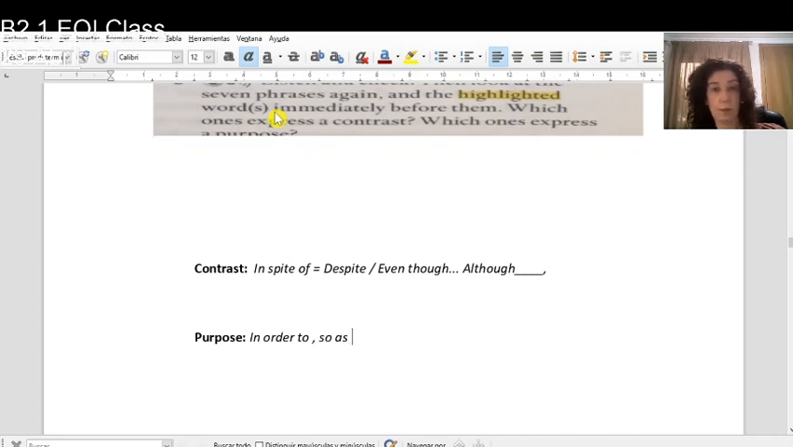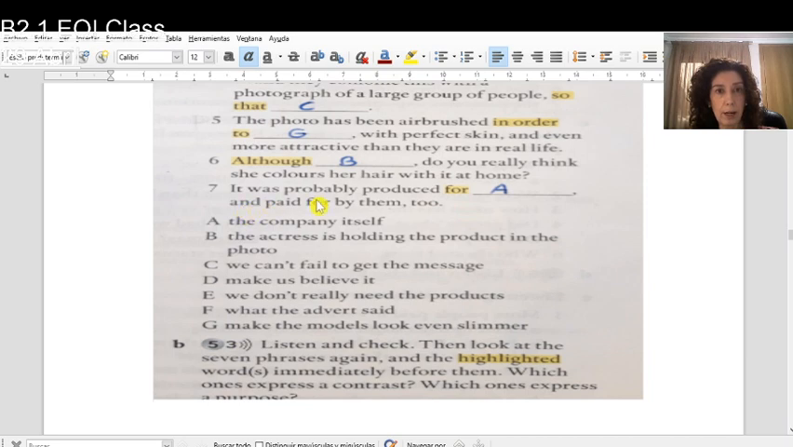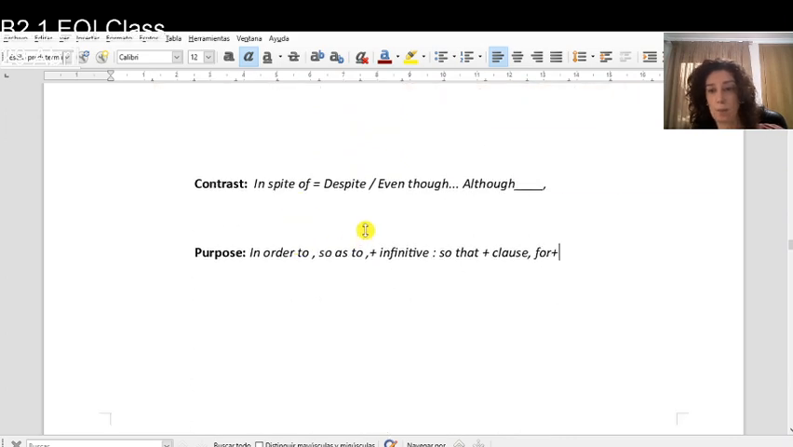So as to, synonyms, para, más formal, in order to or so as to, más un infinitivo, siempre llevaban un infinitivo, to plus infinitive. But it also appeared so that, para, pero esto llevaba una oración, ¿os acordáis? Sujeto y verbo. And also for. For was also then, it was probably produced for the company itself. Produced for the company itself.